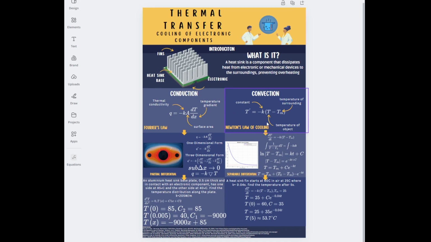For convection, we use Newton's law of cooling, which states that the rate of change of temperature with respect to time, represented by T prime, should be proportional to the difference between the temperature and its surroundings. It's based on common sense, where heat generally moves from hot to cold. If the temperatures are further apart, the rate of change is higher, and if the temperatures are closer together, the rate of change is lower.